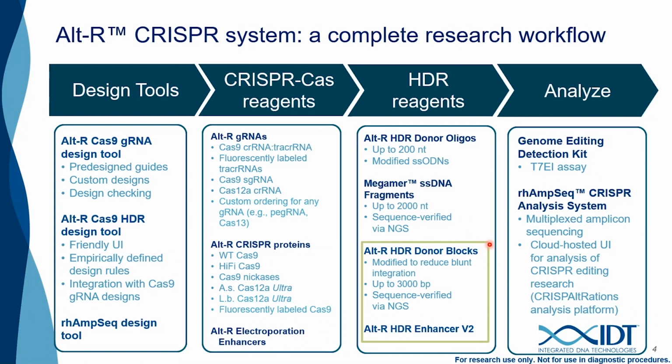Now, our two new products, which are highlighted here, include the donor blocks. These are linear double-stranded DNA that are modified to improve performance. They go up to 3 kb, and again, like the megamer, are sequence verified via NGS. And then finally, we have that small molecule enhancer, our V2, which has been really game-changing for improving our HDR rates.